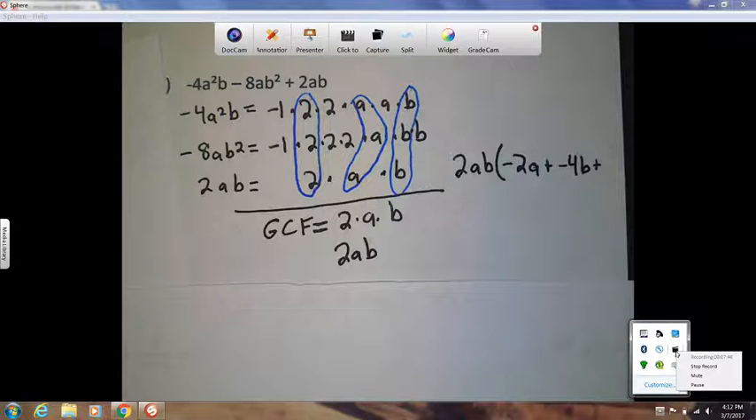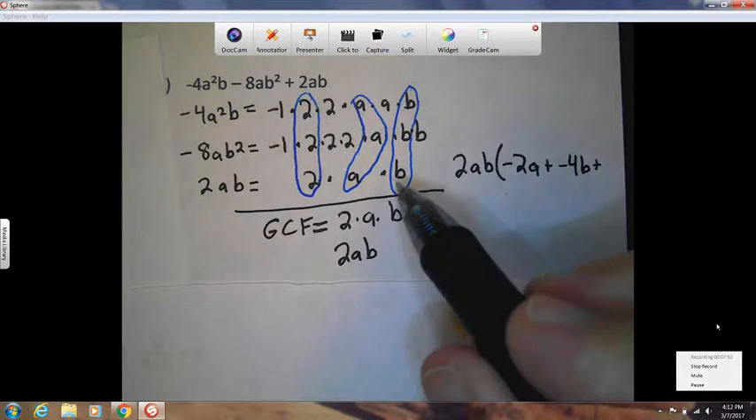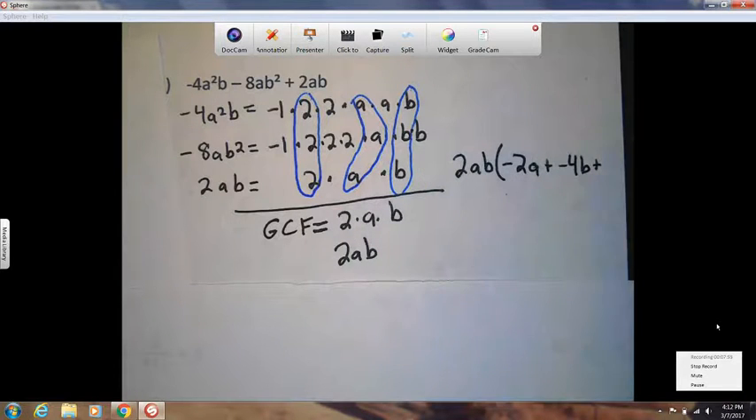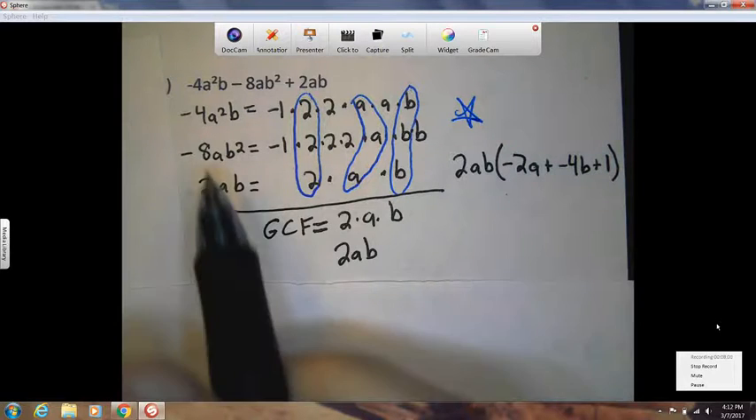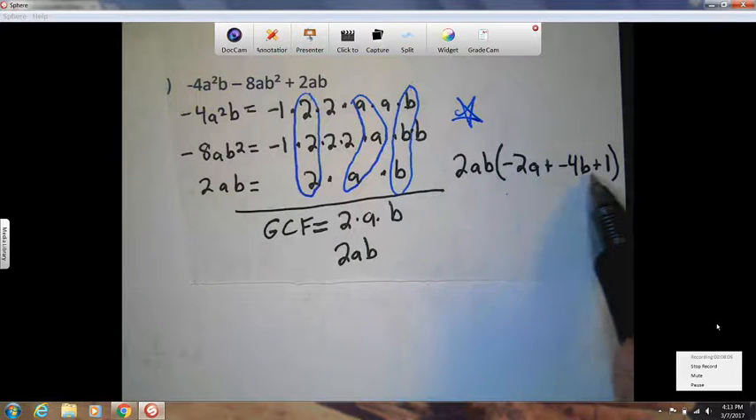And then for the last one, there's nothing here. Make sure you pay attention to this. That doesn't mean I put 0. It needs to be 1. If there's 3 terms here, then I need to have 3 terms inside the parentheses. So always remember that. So here is my completely factored. Alright, make sure you watch part 2.